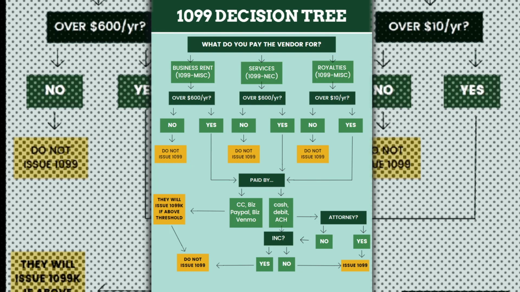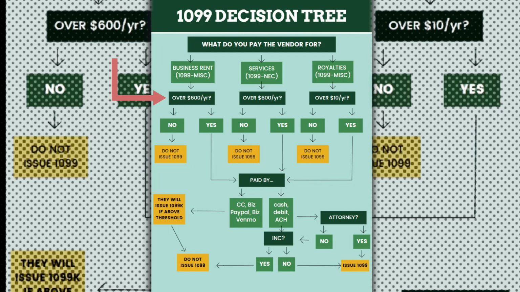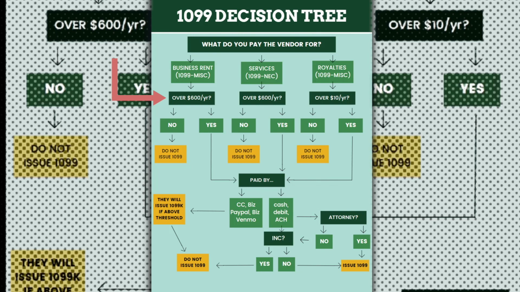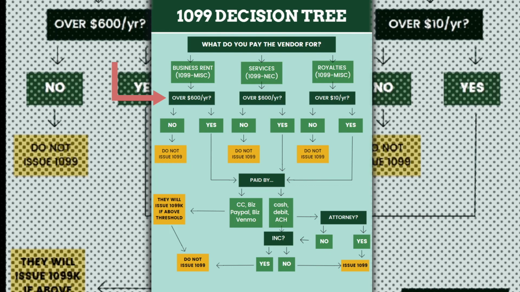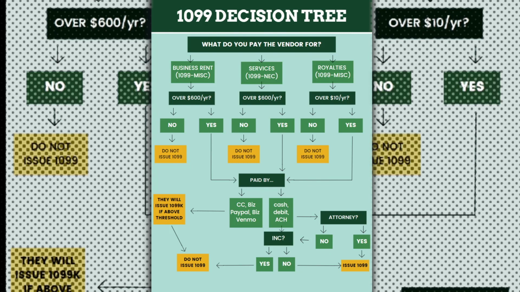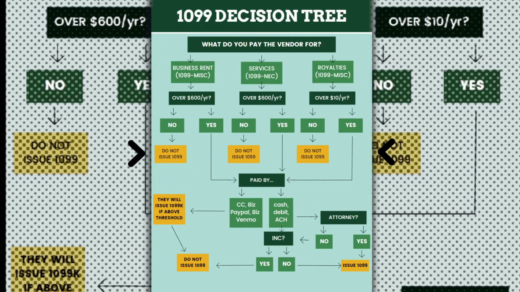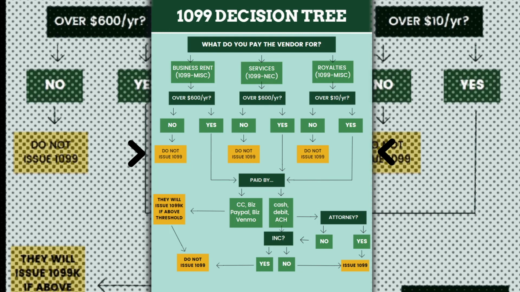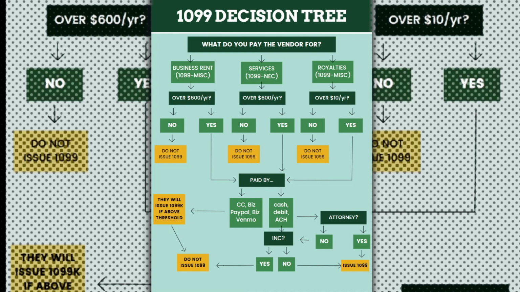Now, the first question on all of these you can see is what you paid over $600 per year. Now, this is added everything up that you paid to that contractor, let's say, or landlord. Is it over $600 a year? If it is, you will go to yes. If it is no, you do not have to issue a 1099. Okay, so that's an important threshold to keep in your mind for when you need to send a 1099.